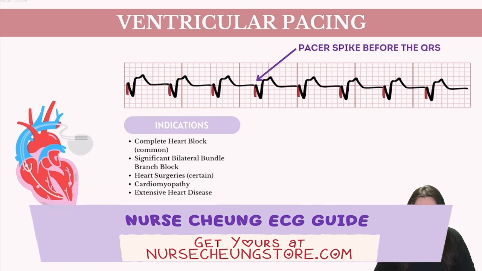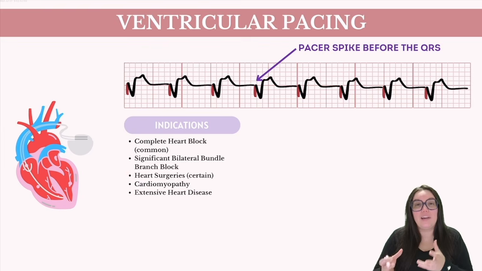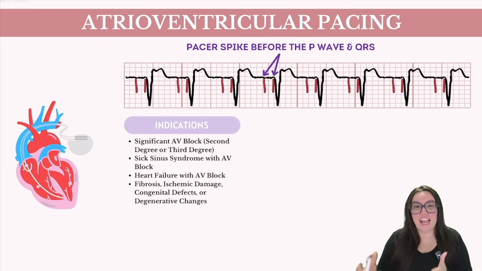We can also see this with certain heart surgeries. If a heart surgery may affect the natural conduction pathways, we may have to place a pacemaker in order to help it retrieve its normal beat. And then lastly, we have cardiomyopathy and extensive heart disease. In both of these cases, we may see extensive electrical conduction issues, which would give us a reason to place this kind of pacemaker.